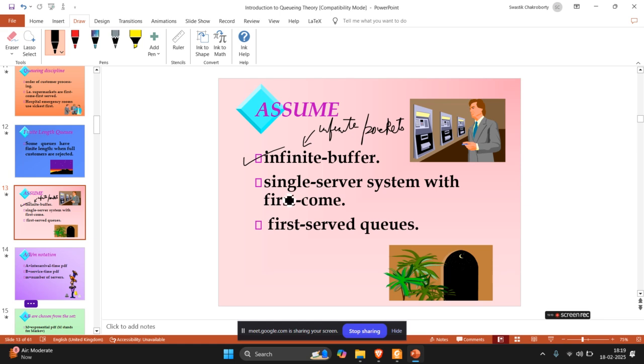Next, we assume that the server is a single server system. That is, one packet is getting served at a time. One packet served at a time. And first come first served.